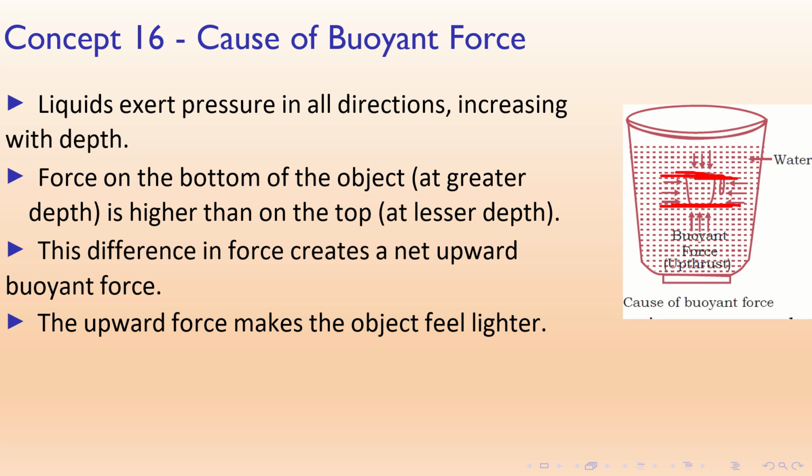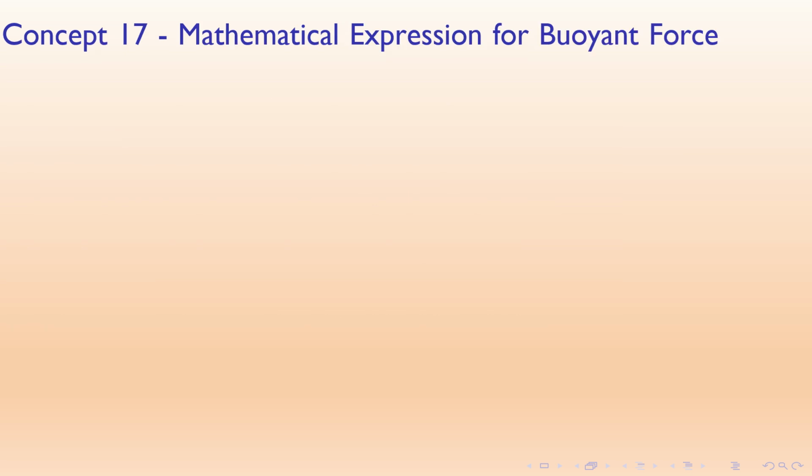These differences in the forces create a net upward buoyant force. Means these both differences we are taking will make the net force acting on this object a buoyant force. The upward force makes the object feel lighter. Means due to this upward force, the weight of the object is less than its actual weight, or it feels that it is less than its actual weight.